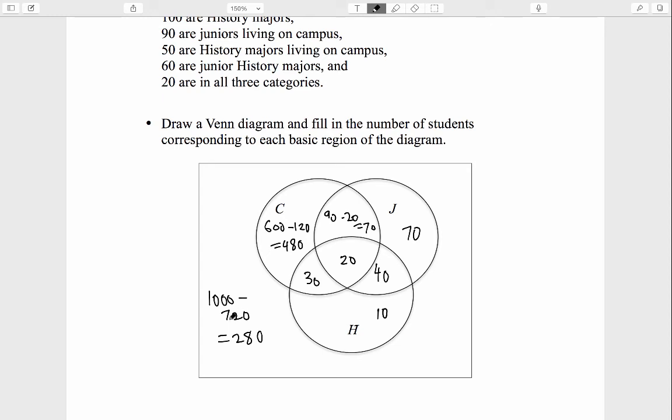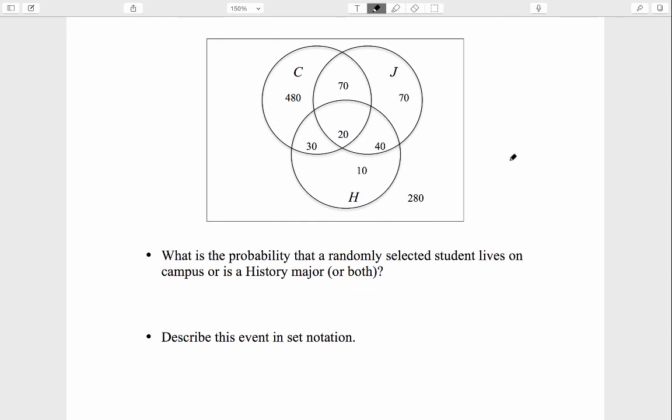Just to point out, a quicker way to add up this 720, you don't need to add up these 4 separate numbers again because you already know that the entire on-campus circle contains 600 students. So you can start with that 600 and then just add 70 plus 40 plus 10 to get up to 720 students already accounted for. Having done all that work, now we can get to the probability questions.